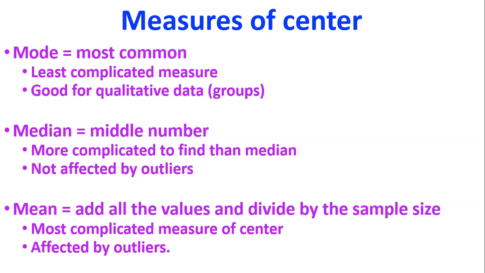So in terms of priority, we want to use the most complicated measure if it's the right measure to use. If I don't have outliers, if I don't have skewness, then the mean is my preferred measure to use. If I have got skewness or outliers, then the median is a better measure to use, and only if these two are not appropriate do we use the mode.